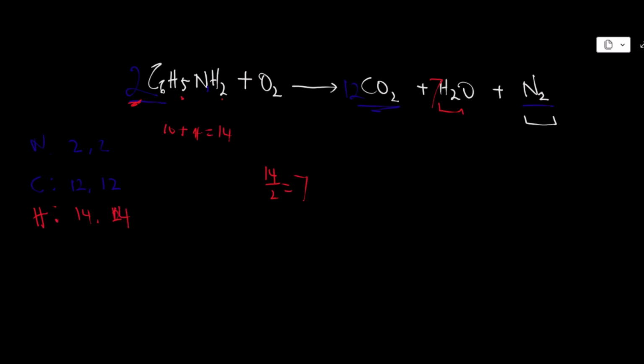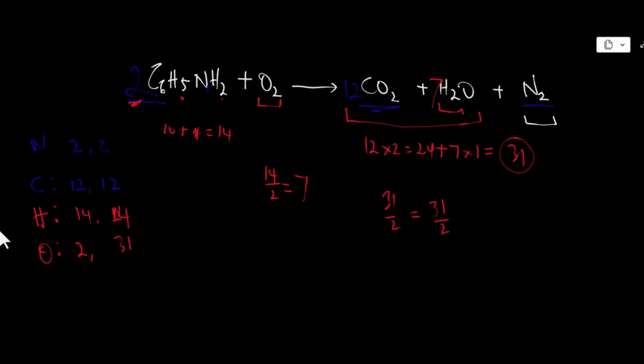Now the only atom that is not balanced currently is oxygen. Now oxygen is 2 on the left, but on the right hand side it is 12 by 2, which is 24, plus 7 by 1. So all that is 31. So the total number of oxygen atoms on the right is 31. So 31 on 2. So I'm going to put 31 on 2 in front of the oxygen over here.